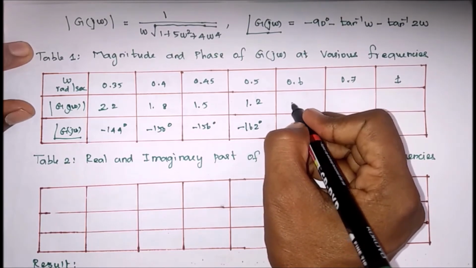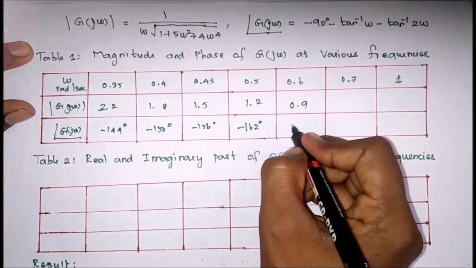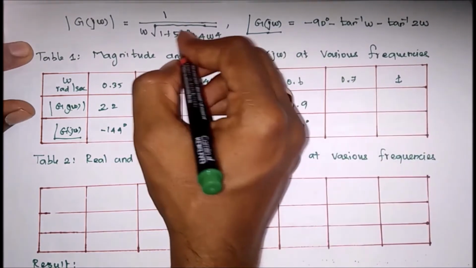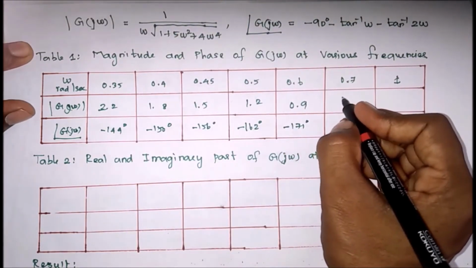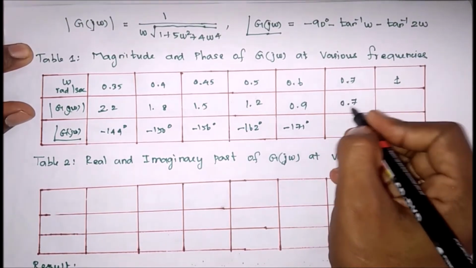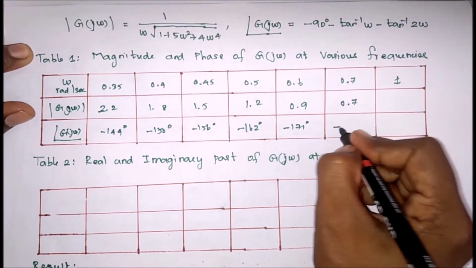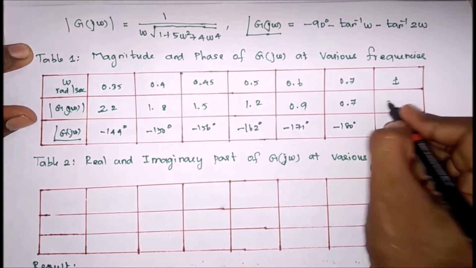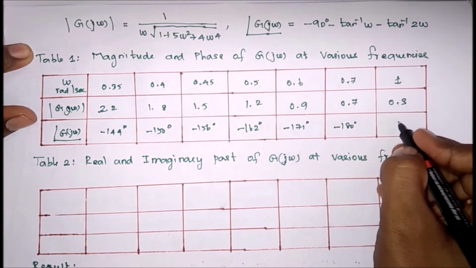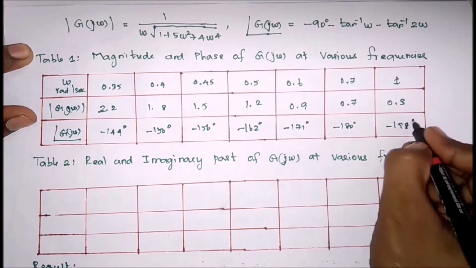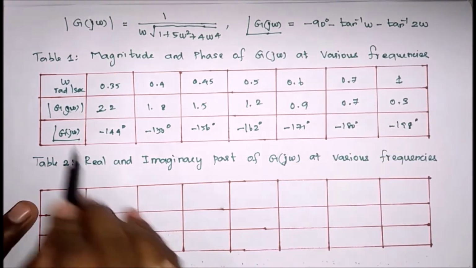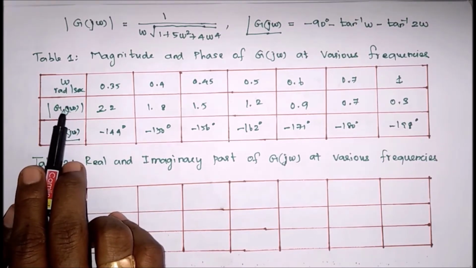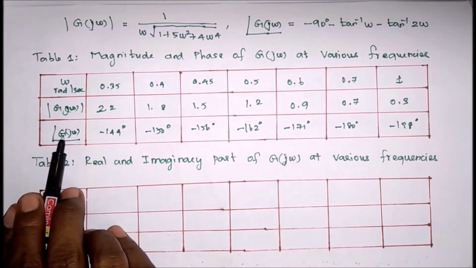For 0.6 we will get magnitude 0.9, angle equal to minus 171 degree. If we substitute 0.7, the corresponding magnitude is 0.7, angle is minus 180 degree. Now for 1, if we substitute, we will get magnitude 0.3, angle equal to minus 198 degree. So for various values of omega, we have obtained magnitude and angle values.